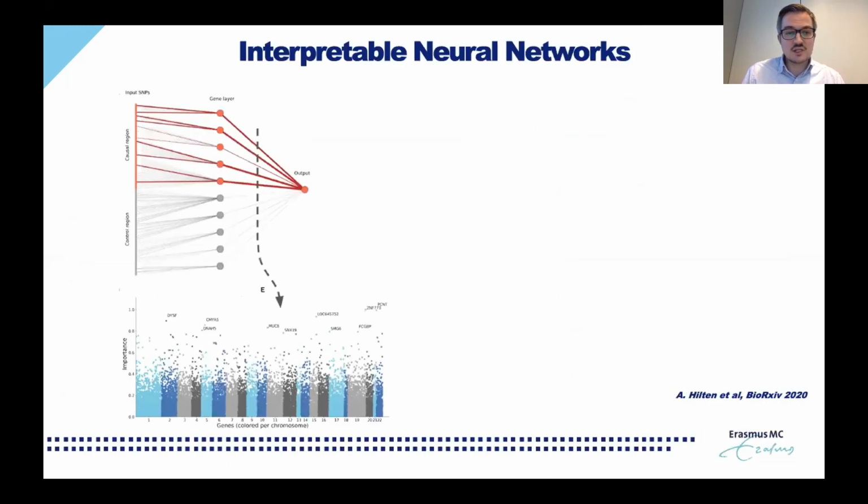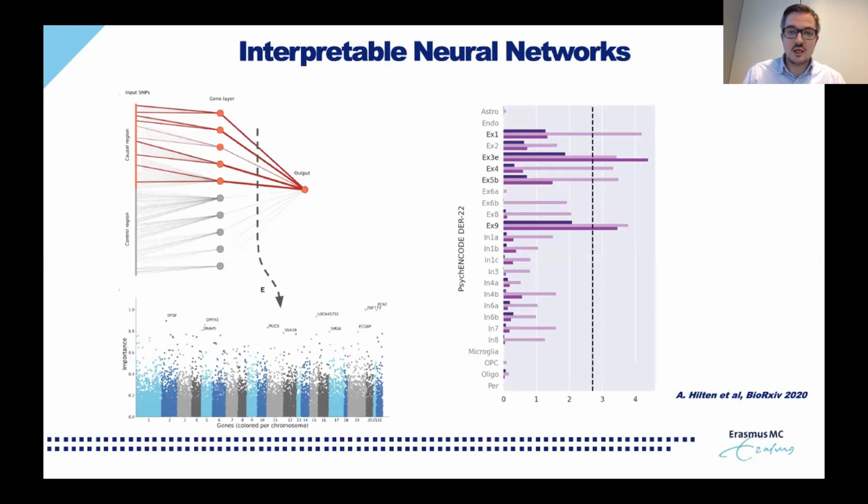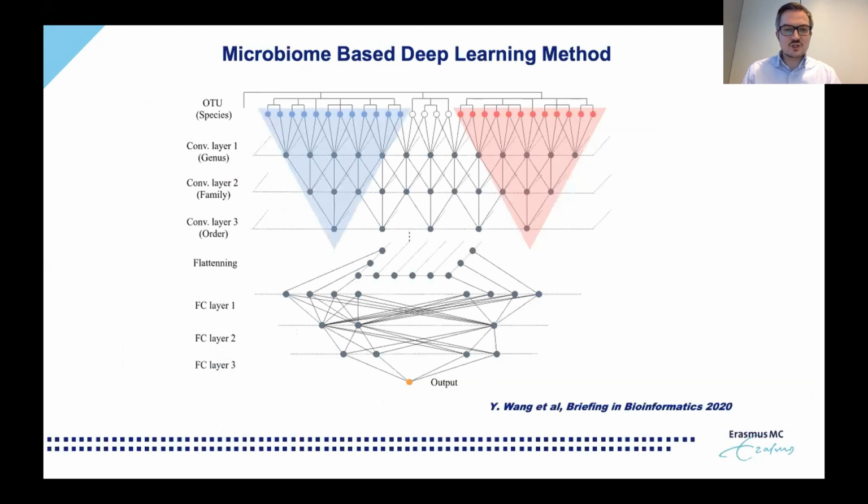At the end, after you have trained, you can reverse the network and see, for instance, which layers are the most important for your prediction. So basically you can get the gene-based Manhattan plot. Or if you connected your neurons so that they represent specific cell types, you can see which cell types are enriched and the most important for the prediction. And of course, such ideas can be used not only for genotype data, but also for microbiome data.